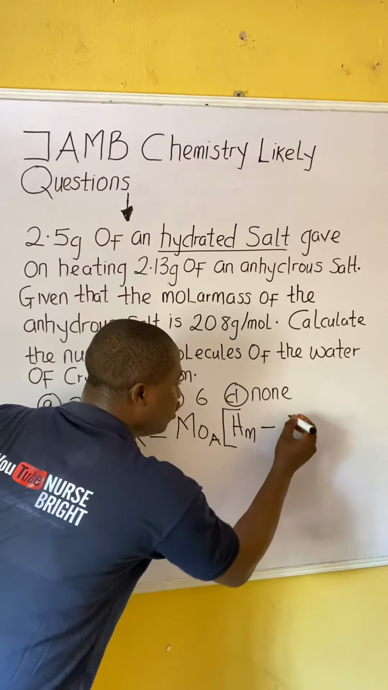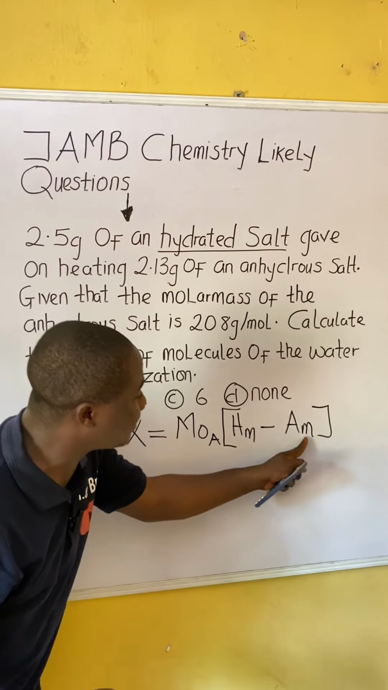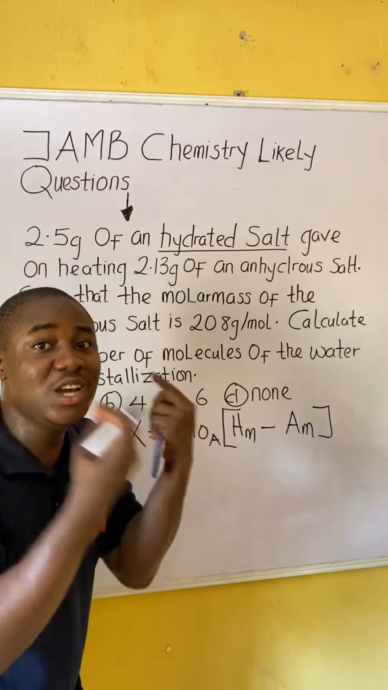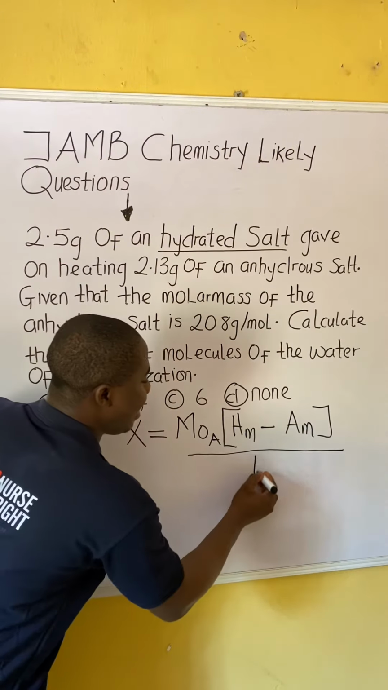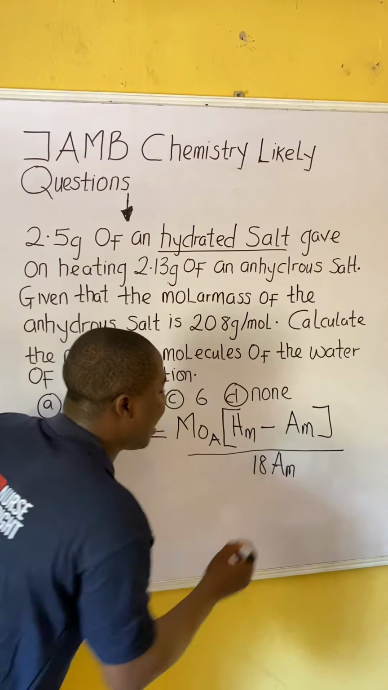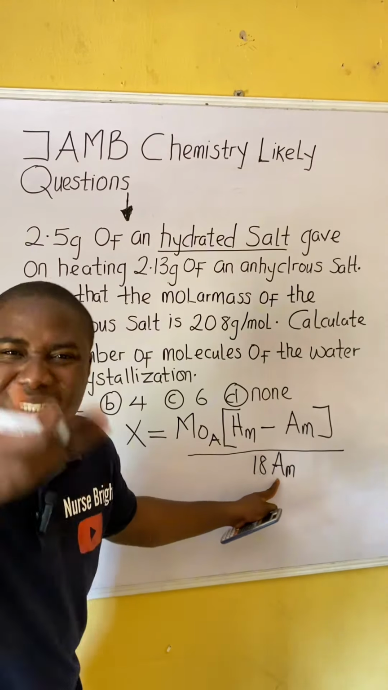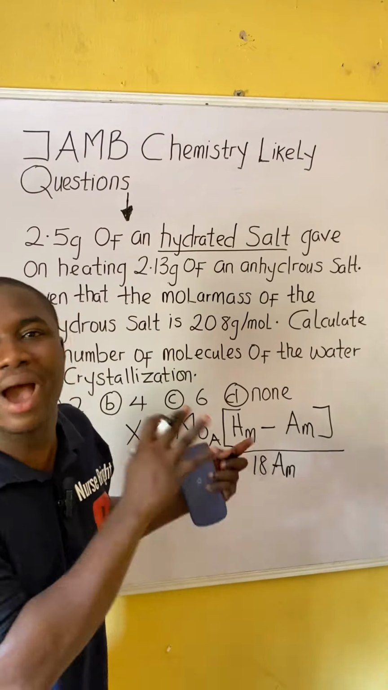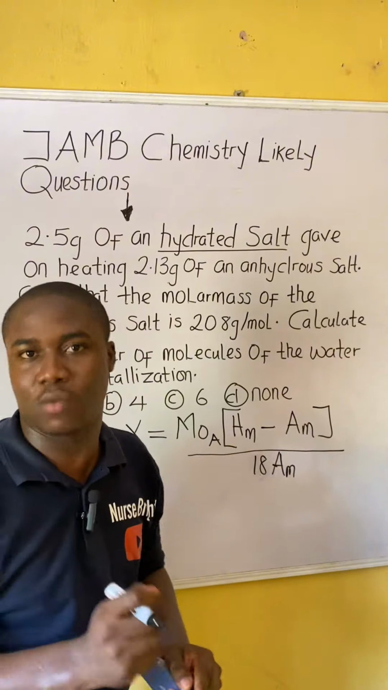All right, minus, all right, AM. And what does AM mean? Mass of anhydrous salt. I believe you are following me, because you can see all this I'm saying, they are all in the question. All divided by 18 AM. All right, 18 AM means 18 times AM. And what is this AM still? It's still mass of anhydrous salt. And all the parameters you have in this formula are all in this question. So let's input and solve this question without stress.